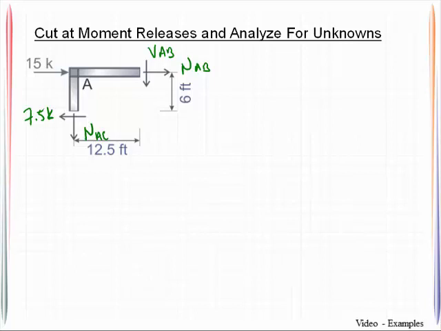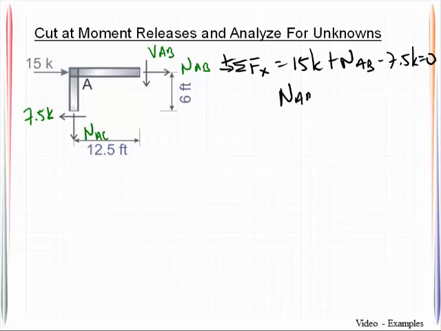So I'm going to run through this on the first one. Sum of forces in the x is equal to 15 kips plus NAB minus 7.5 kips, and all that's equal to 0. So NAB is equal to negative 7.5 kips, and since that is negative, that will be in compression.